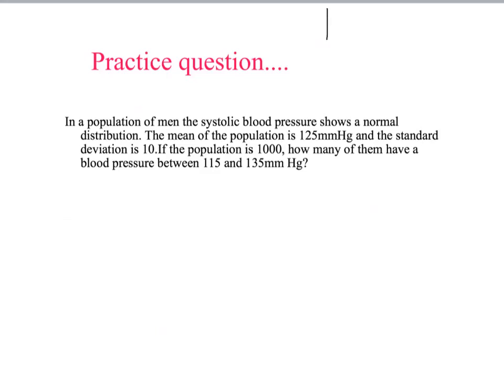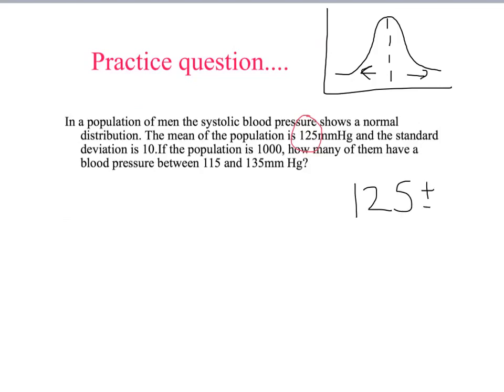So we're expecting something very similar to this kind of picture, the bell curve, where we have a mean in the middle and sort of extremes either side. We're told the mean is 125 millimeters of mercury. Now, blood pressure is actually measured in millimeters of mercury, but we're just interested in the number really. So the mean is 125. Standard deviation is 10. So let's just write that over here. So we've got 125 plus or minus 10. That's what we're working with.